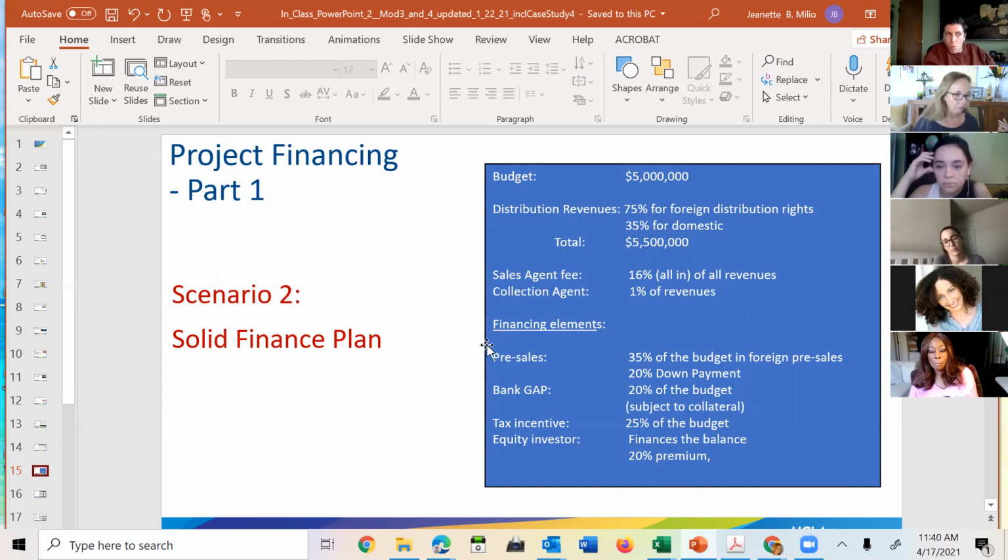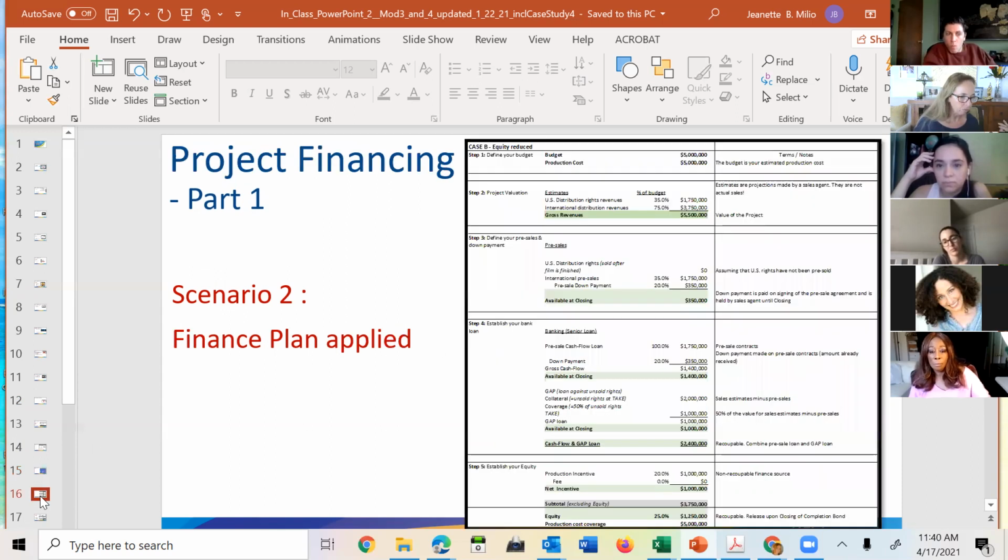So we go back to grandma and say, Grandma, you know what? I'm only going to use some of the money that you want to give me. I know you want to give me $5 million, but we're going to spread it over 3 movies. So let's take just a third of that and put it into this movie. So here's what's going to happen.